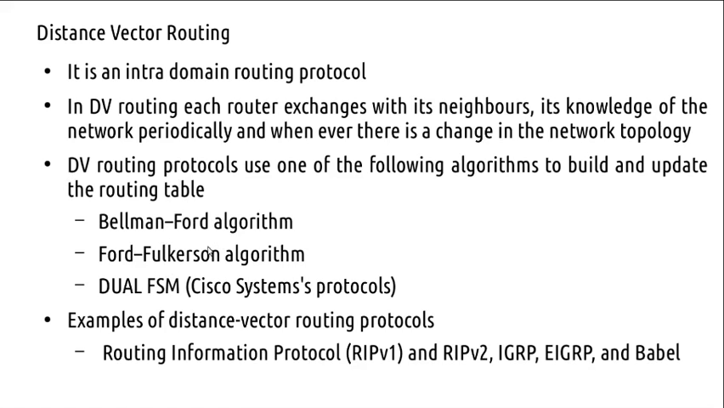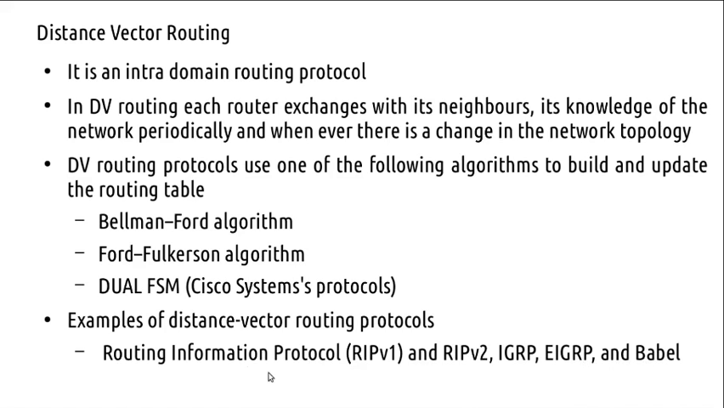One is called the Bellman-Ford algorithm. Then there is the Ford-Fulkerson algorithm and DUAL FSM. DUAL is a proprietary algorithm which is run in Cisco's networks. The other two are open algorithms. The examples are RIP version 1 and version 2, Interior Gateway Routing Protocol, Enhanced Interior Gateway Routing Protocol, and there is an academic one like Babel.